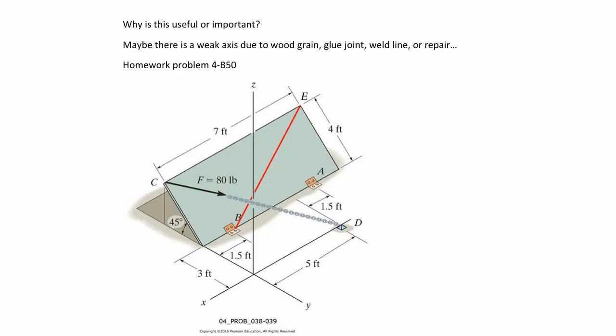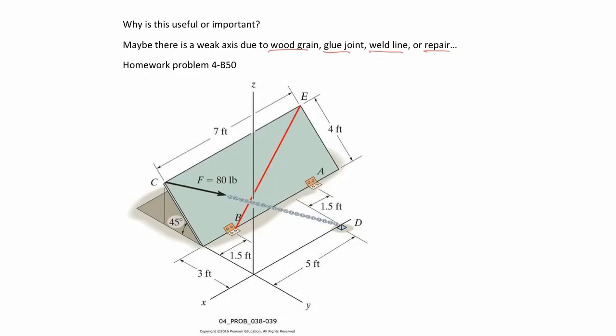Now, why is this valuable or useful or important? In many cases in real life, you'll have an axis that may be weak due to either grain or a glue joint, weld line repair, or something like that. So for example, this may be the weak axis here. We just want to find out what the moment might be about that axis. Generally things break because of a moment.